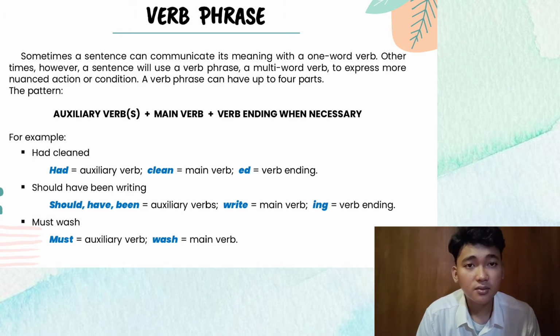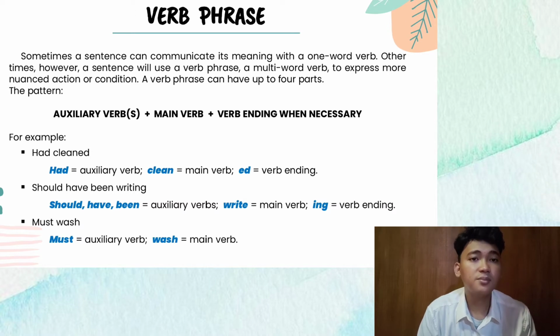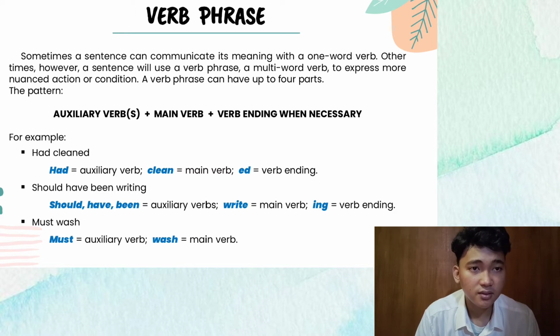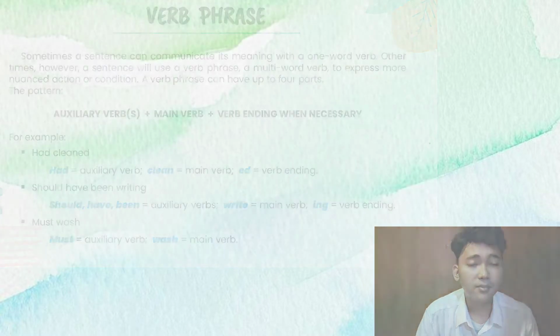For example, "has cleaned": has is the auxiliary verb, clean is the main verb, and ed is the verb ending. "Should have been reading": should have been is the auxiliary verbs, read is the main verb, and ing is the verb ending. And the last is "must wash": must is the auxiliary verb, wash is the main verb.